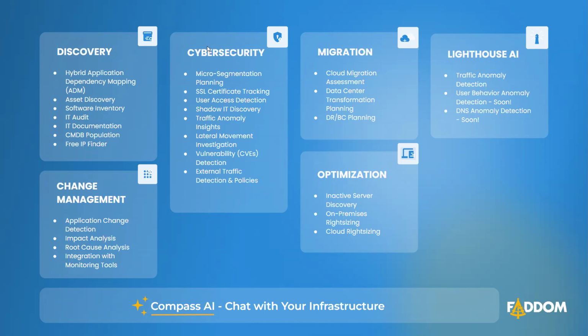Of course, we offer a range of cybersecurity. We're going to get into that a little bit. Everyone has cybersecurity. Nobody has enough of it. Some unique areas that Faddom works in are SSL certificate tracking, where we can monitor your SSL certificates, shadow IT discovery, and of course, AI traffic anomaly detection. Migration and optimization work together. If you're planning any big migrations or DR planning, you don't know what you need to fail over if you don't know what your dependencies are.